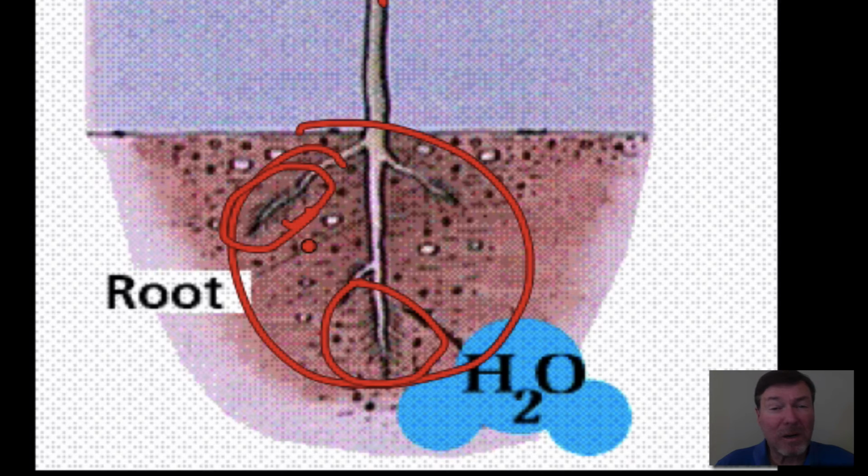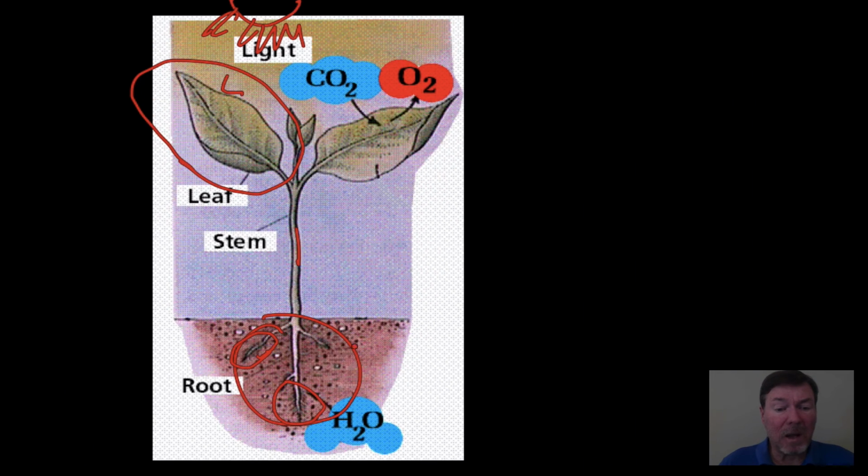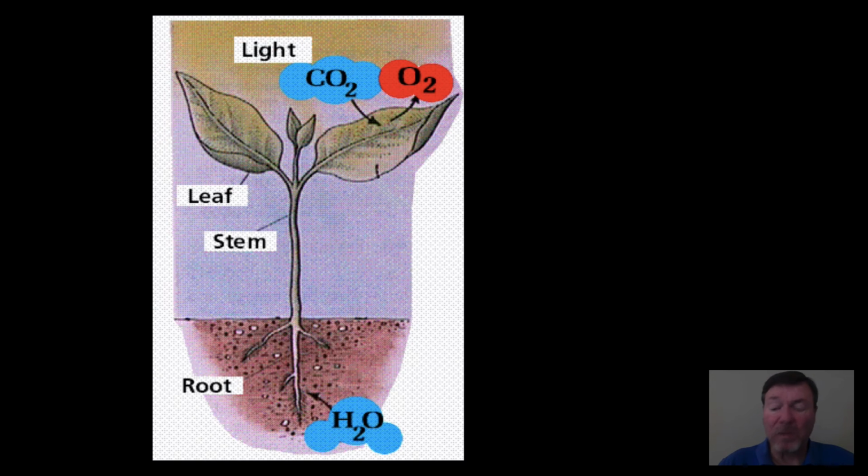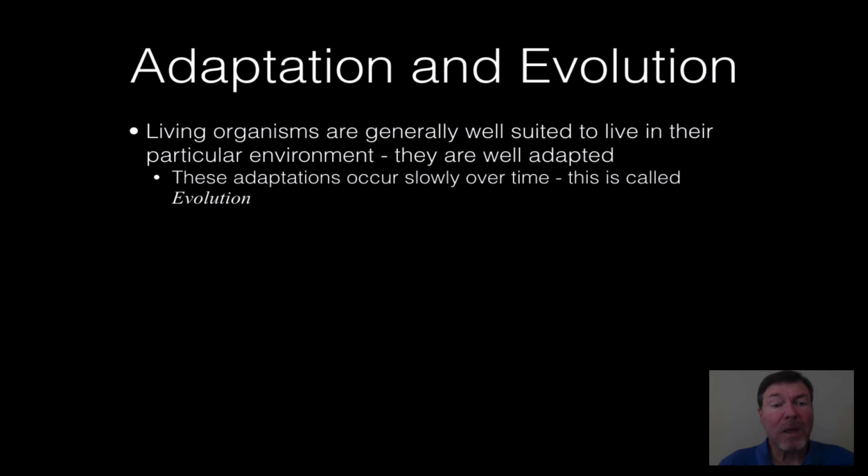The more surface area you have, the more absorption you can get, both up in light up here and in water down here. So again, structure is related to function, or the other way around, function might be related to structure. Adaptation and evolution. Living organisms are well suited for where they live, usually, if it's in a natural setting.